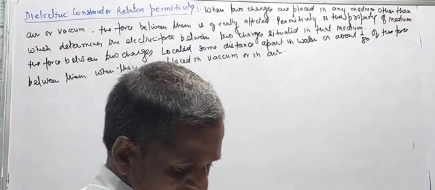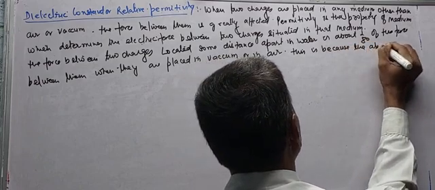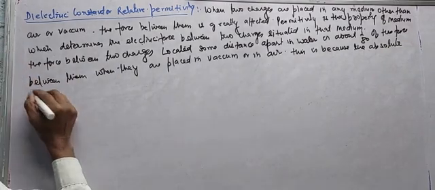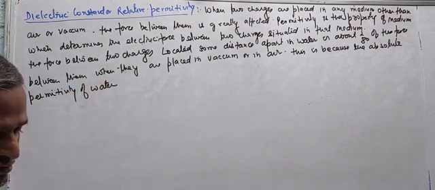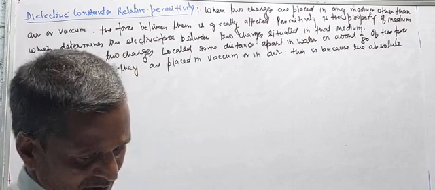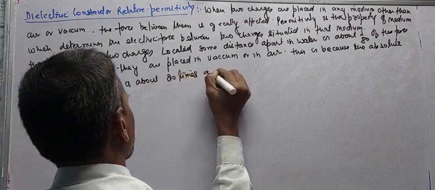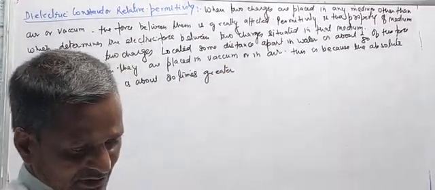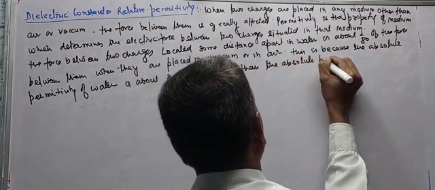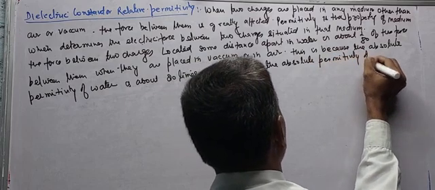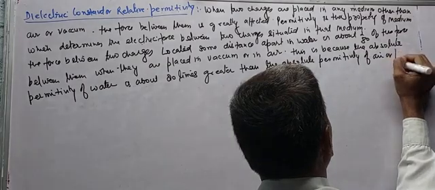This is because the absolute permittivity of water is about 80 times greater than the absolute permittivity of the air or free space.